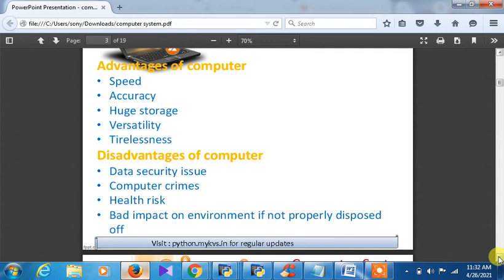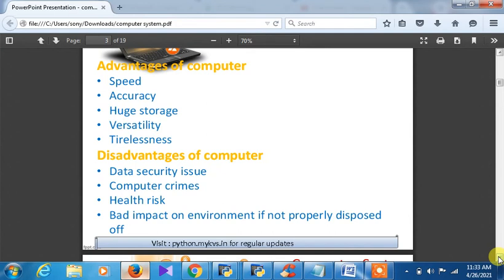Disadvantages are also there. What are they? Data security issues. Sometimes hackers steal all the information. Sometimes the electronic device may go out of order, so you may lose your important data from it. Computer crimes are happening often. Health risk is also there, because of the radiation it emits. Sometimes it causes problems like nausea, vomiting, all this kind of thing.